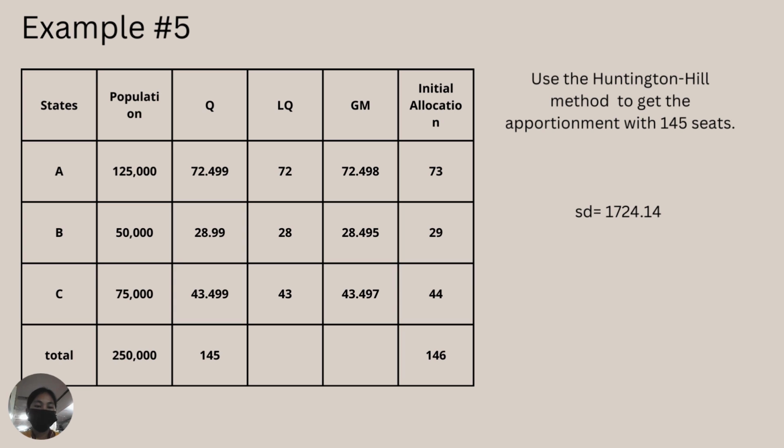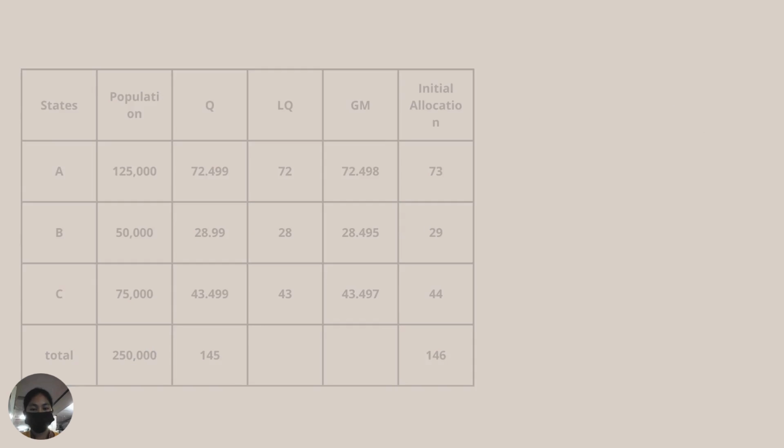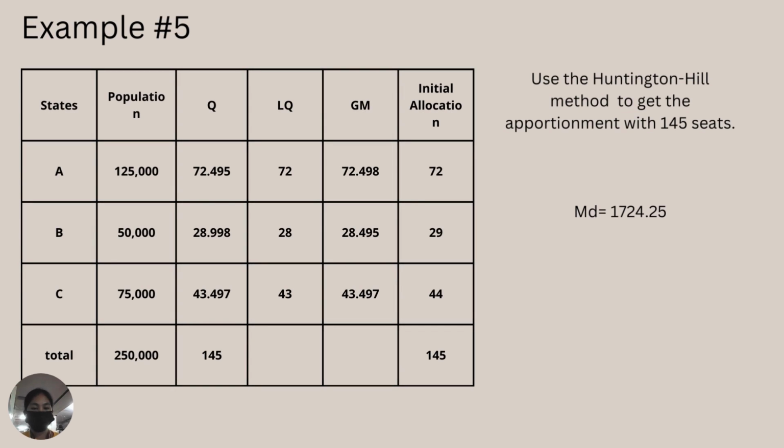43.499, and the lower quota will be 72, 28, 43, and the geometric mean will be 72.498, 28.495, 43.497. The initial allocation will be 73, 29, and 44. Since the summation of the initial allocation is not equal to the number of seats, which is 145, we have to apply the modified divisor. So here's the modified divisor.